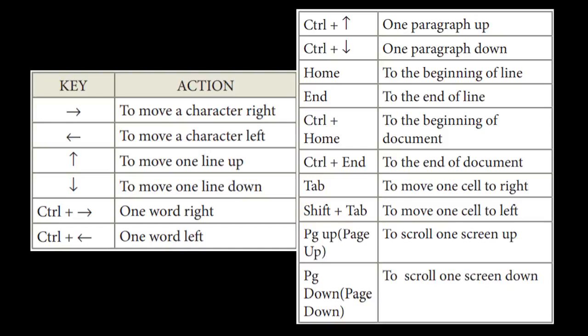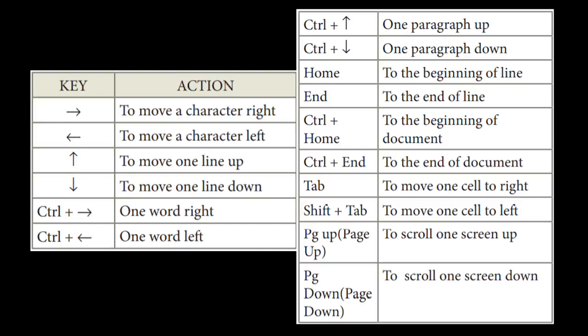If you know the shortcut keys, it will save time and it will be easy for you to do the job, right? And here with the arrow, if you want to go one paragraph up, you can just press control and up arrow key. One paragraph down means control plus down arrow key. If you want to go to the beginning of the line, you have a key called home and a key called end. Home means you can go to the beginning of the line. If you want to go to the end of the line, you can press the end key.